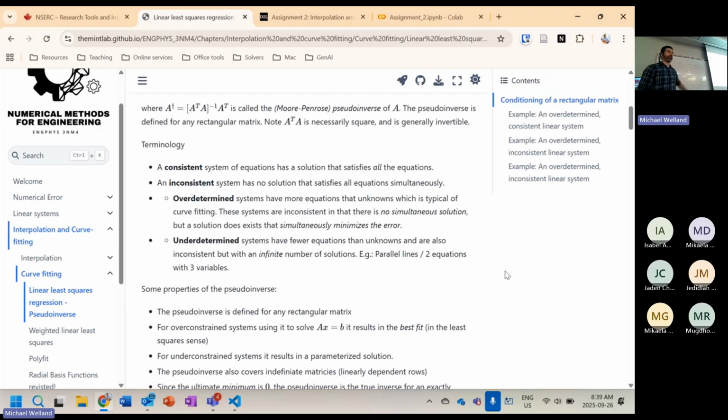Can I find a solution for x, y, and z? Who says no? Okay. Who says yes? Yes is actually correct. There is a solution.